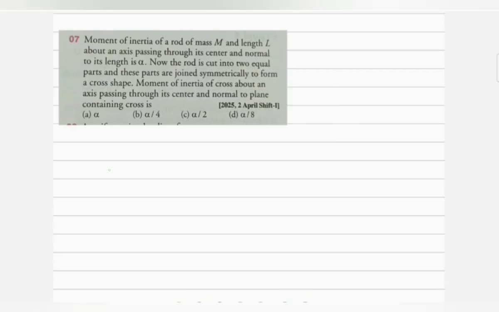Students, moment of inertia for a rod about the central axis, it's a standard formula, right? It is ml square by 12. All of you know this. Now as per the data, this ml square by 12 I have to replace by alpha. Yes students? So ml square by 12 is actually the value of alpha. This is like case number 1, students, C1.